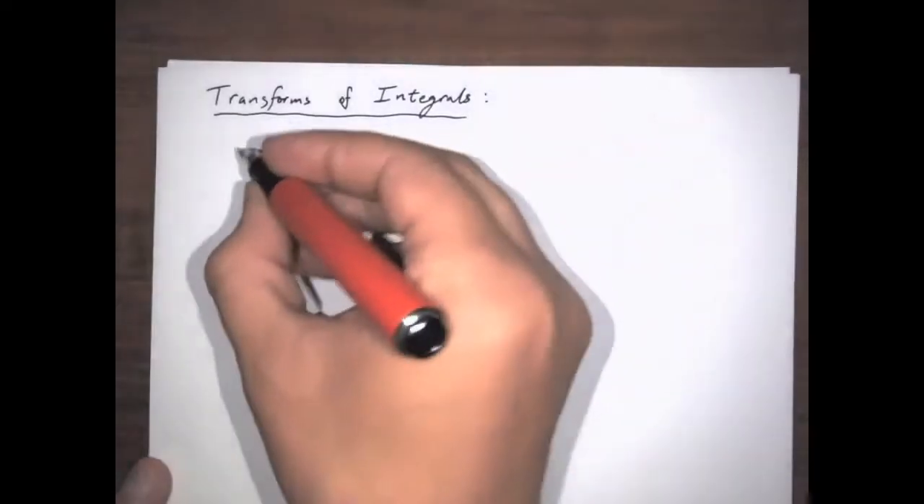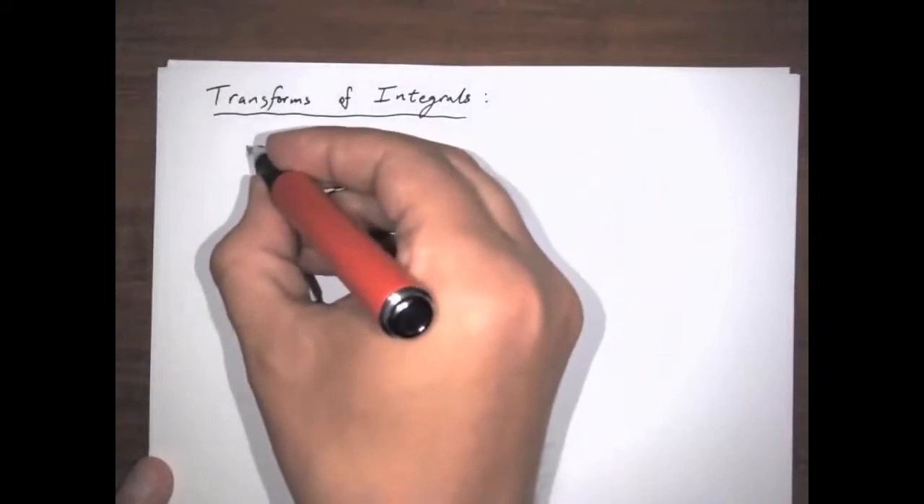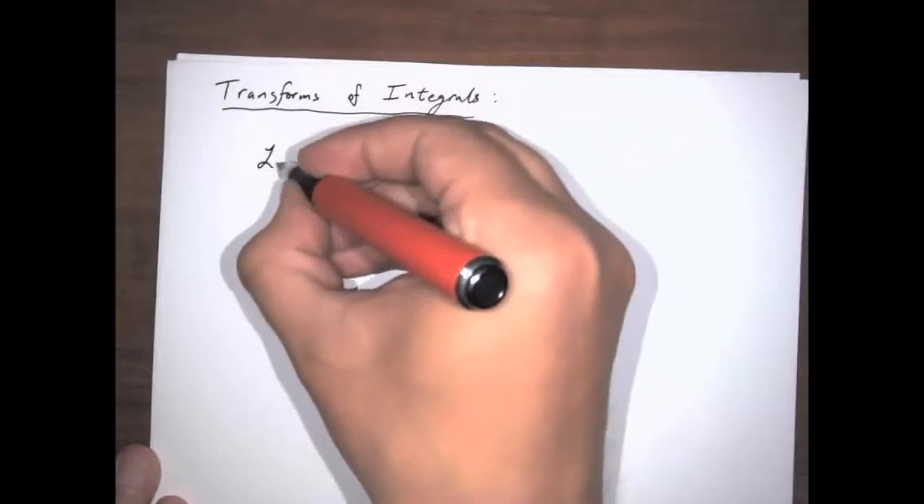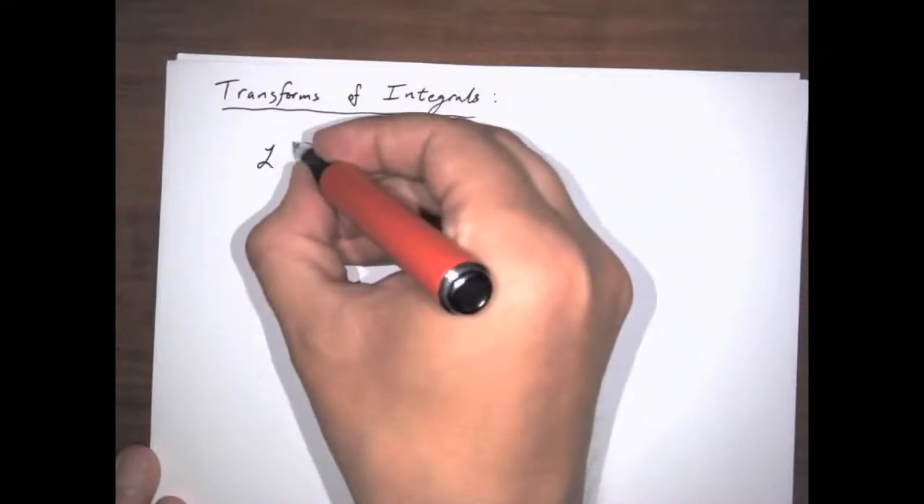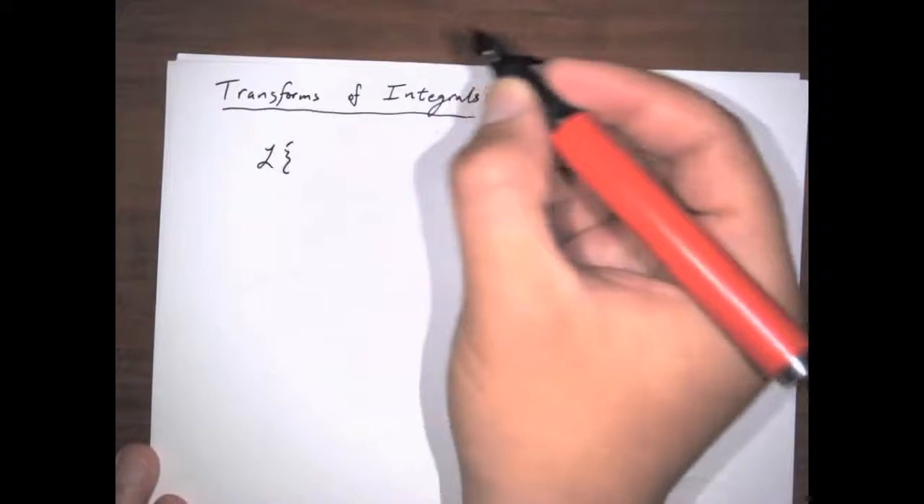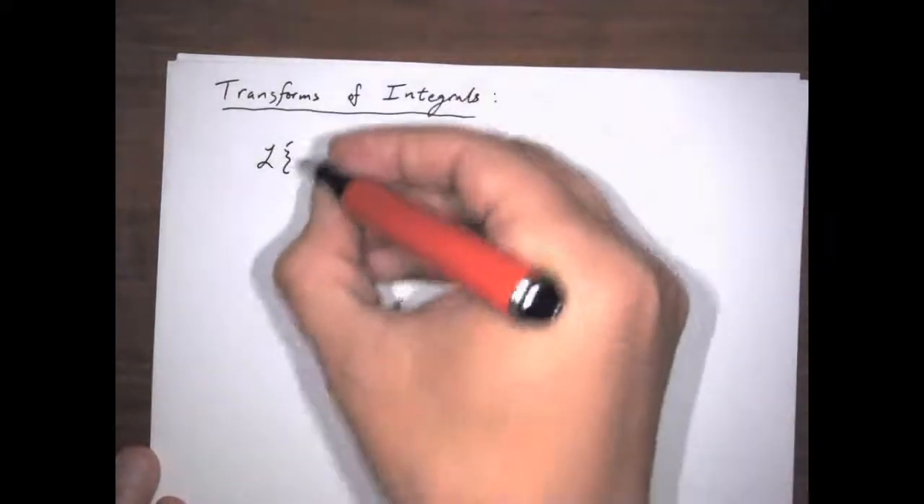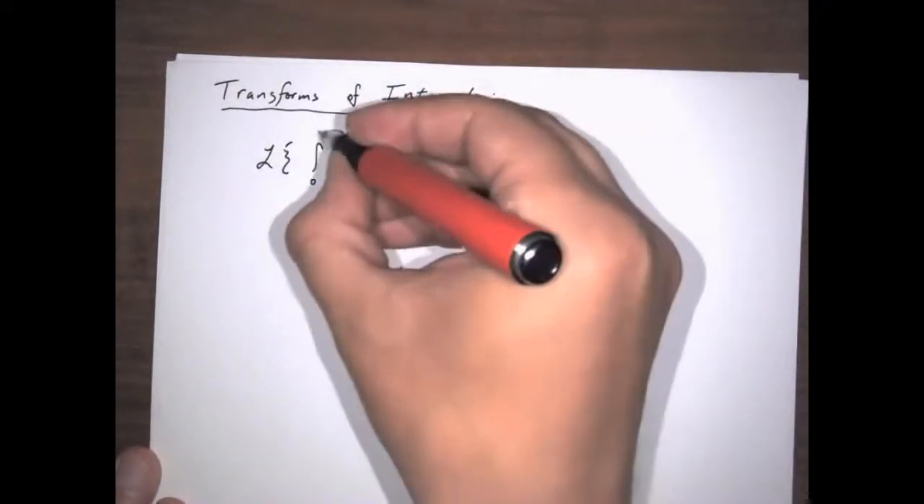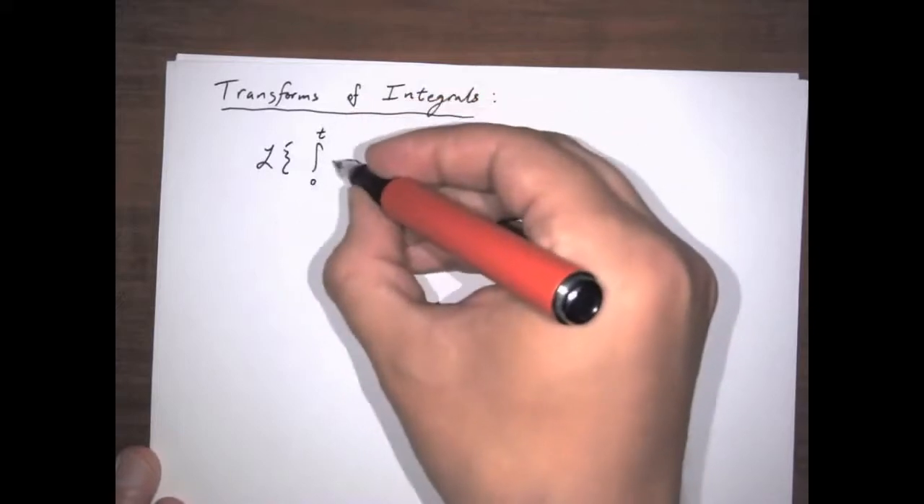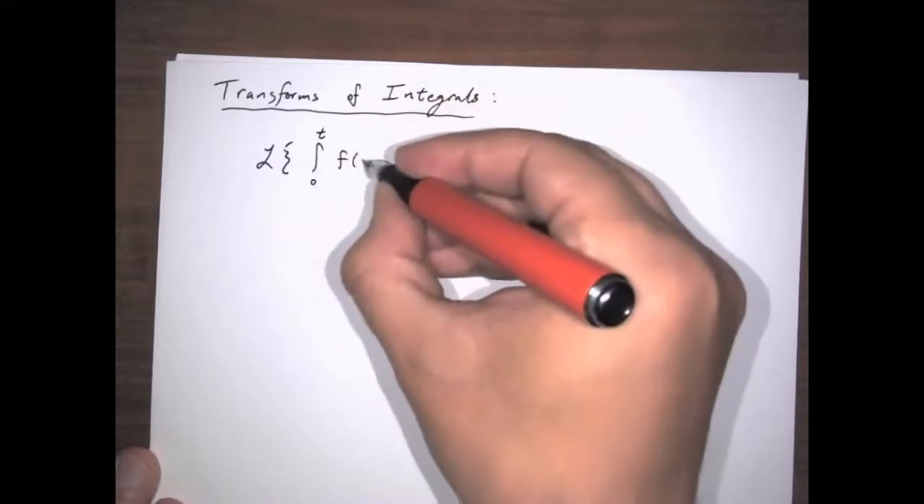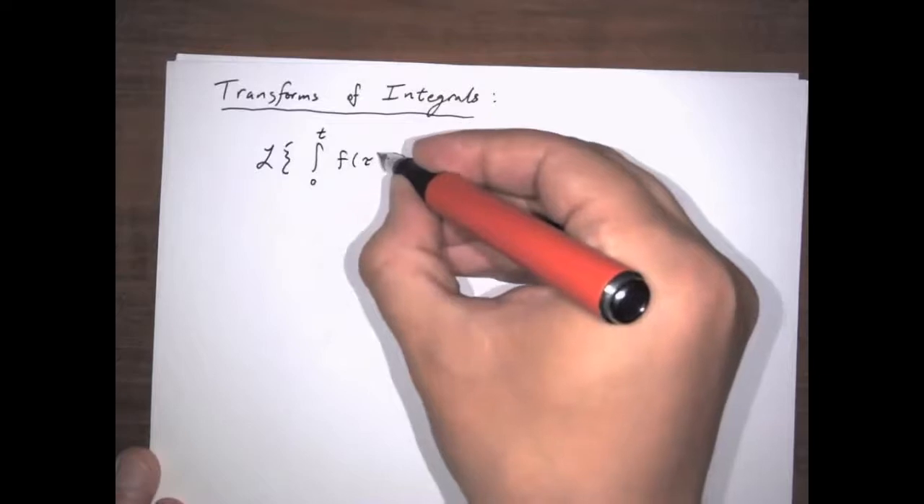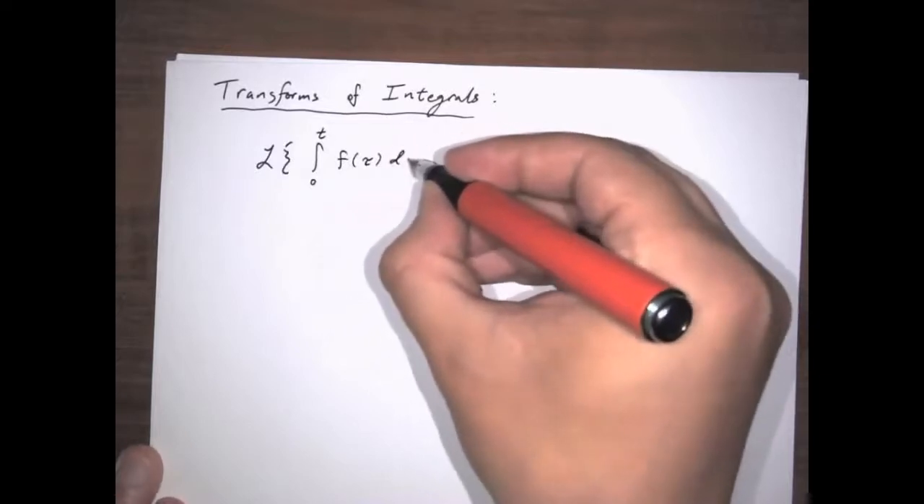So this is a tool that can make our lives a little easier, save us a little bit of partial fractions, and it has to do with the following observation. We can take what we know about derivatives and run it in reverse. So the Laplace transform of the antiderivative, which we'll express in terms of the integral function, the integral from 0 to t of f, and then you need a new letter, say tau, d tau.